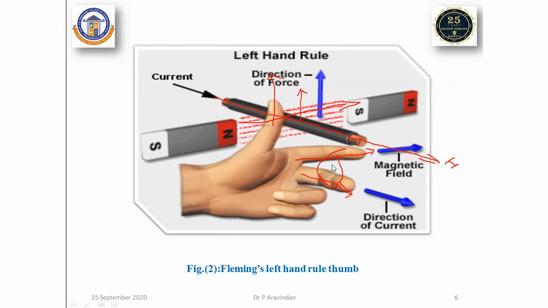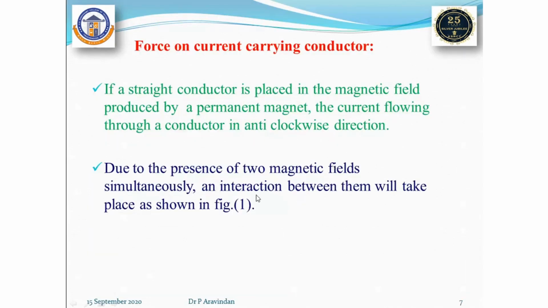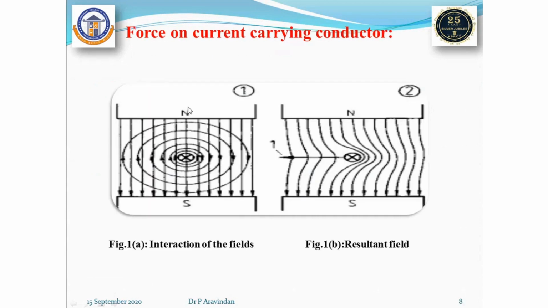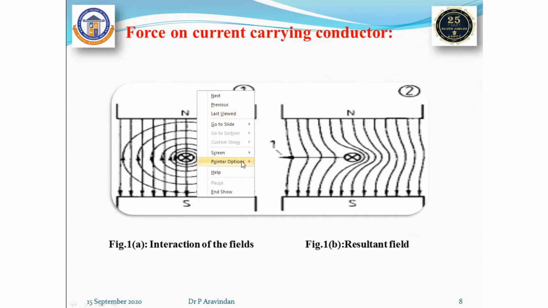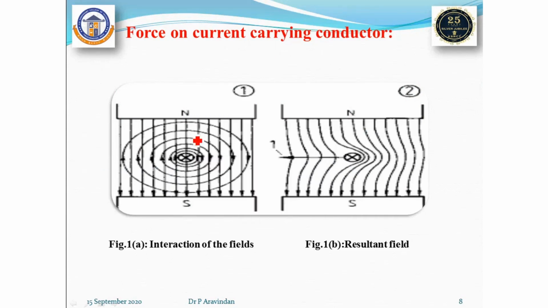So in the field there will be two magnetic forces. Due to the presence of two magnetic fields simultaneously, the interaction between them takes place as shown in the figure. This is the N and S magnet, and from N to S there will be magnetic lines of force. Then this is the conductor. Suppose current flows through the conductor from the observer into the machine.